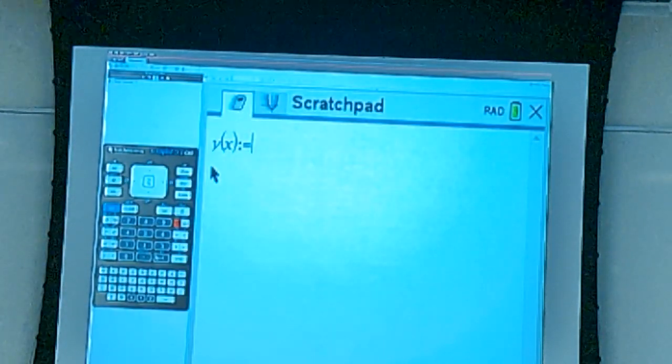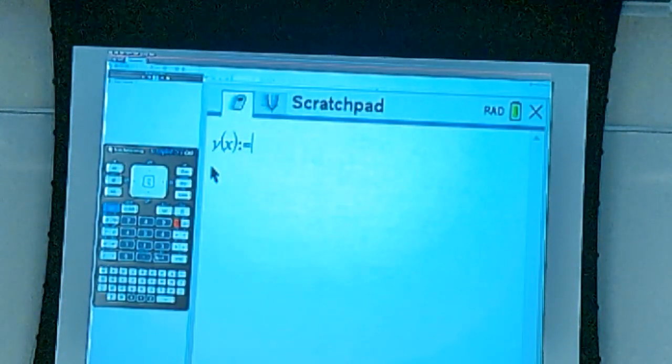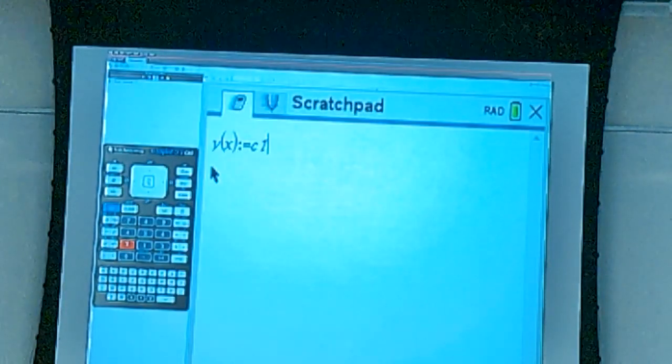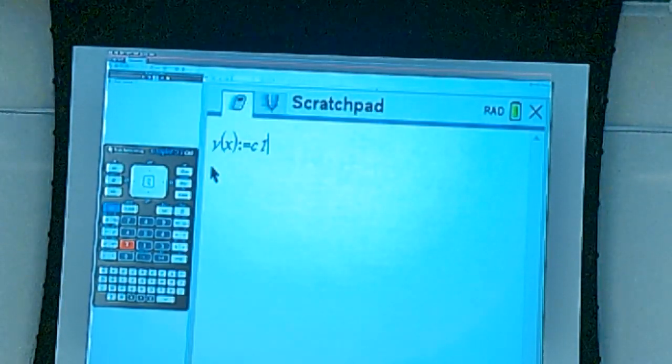So y of x is defined to be, I'm of course using a keyboard, so it's easy for me to type it in, but this acts as your keyboard. C1, what was it, sine of 2x. I'm not going to type it in for this one. I'm going to show you.